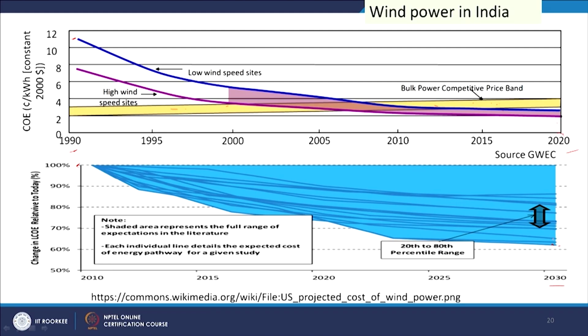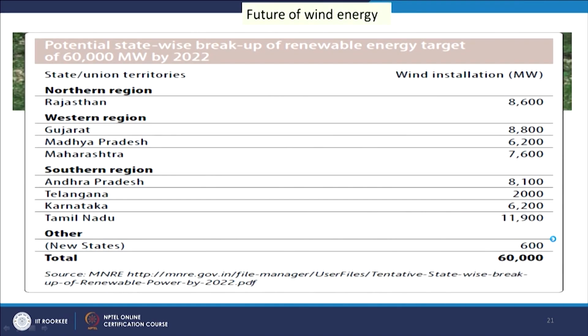So, this is the wind energy cost reduction prediction for the future, and these are the future wind energy expansion plans in India. Northern region, western region, and then southern region and others, a total of 60,000 megawatt electricity production is expected by 2022. This is the future of wind energy in the country. So, up to here on this subject, and thank you for your patience.